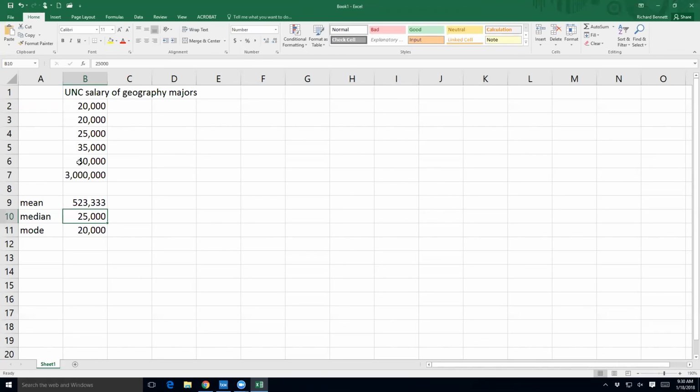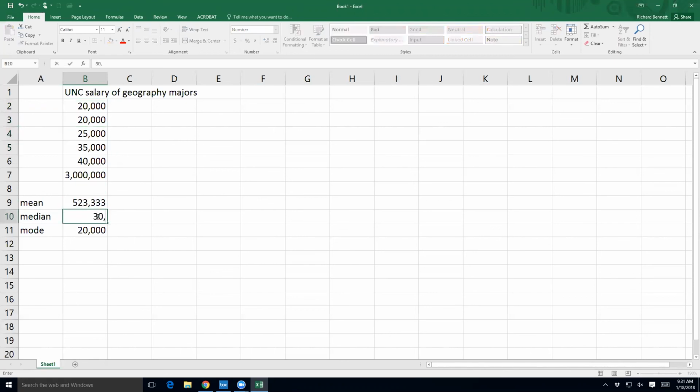Now, I've got an even number for my median. Previously I had 25,000 listed. Now I've got 6 cells. 6 plus 1 is 7. 7 divided by 2 is 3.5. I can't really count to 3.5, so what I'm going to do is count to 1, 2, 3, 4, okay, and I'm going to take the mean of those 2 middle values.